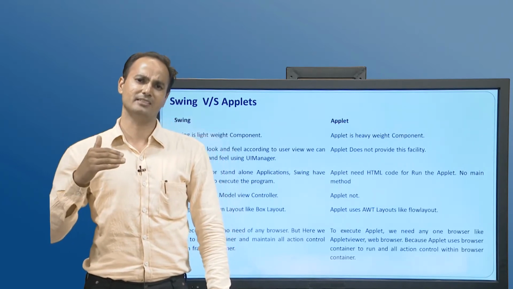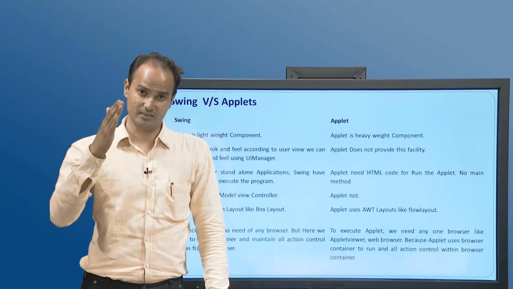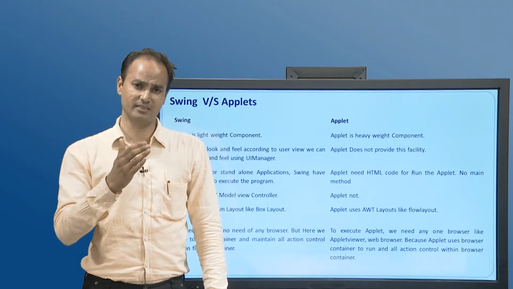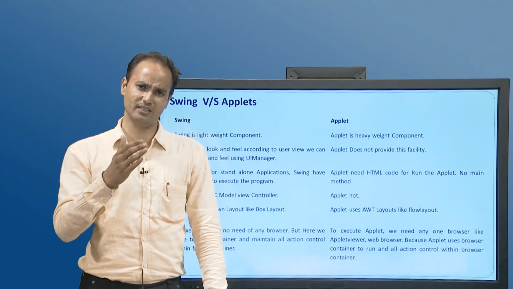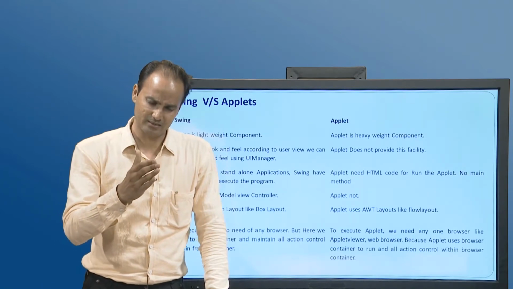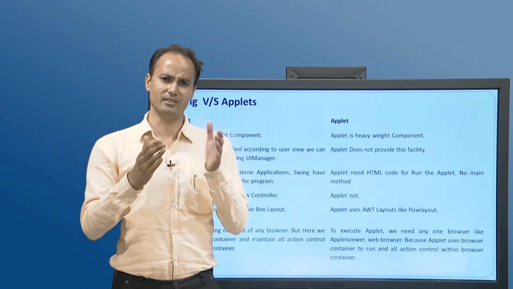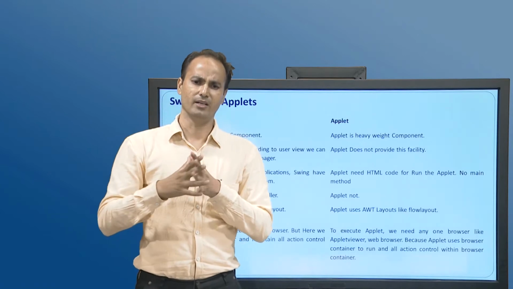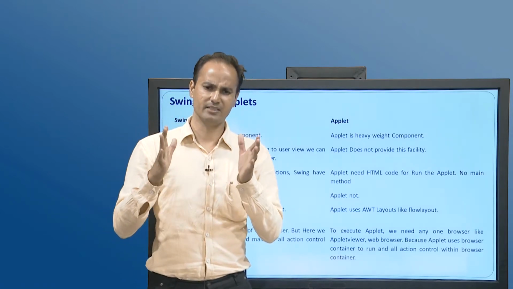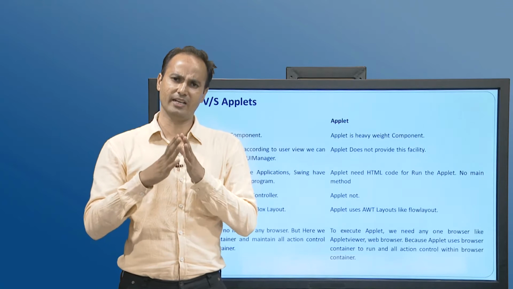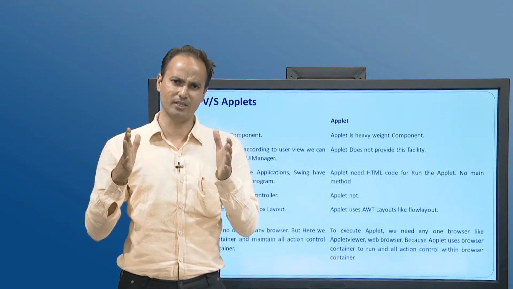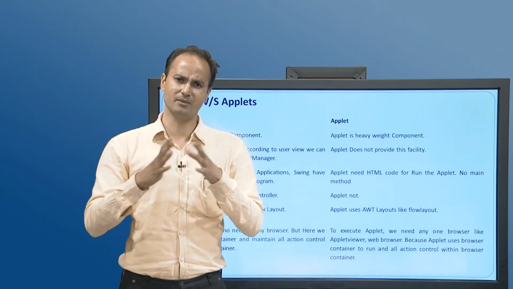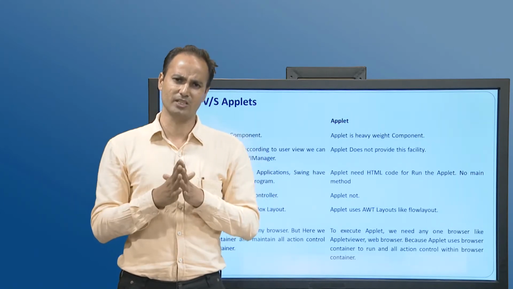Then, Swing components provide a pluggable look and feel, while the Abstract Window Toolkit does not provide a pluggable look and feel. Applets have layouts like flow layout as the default layout, while Swing has border layout as its default layout for arranging components on a container.